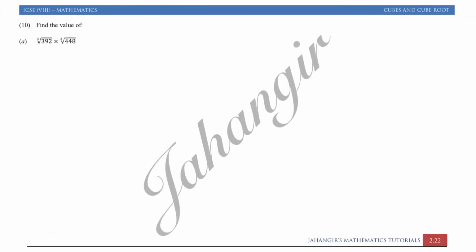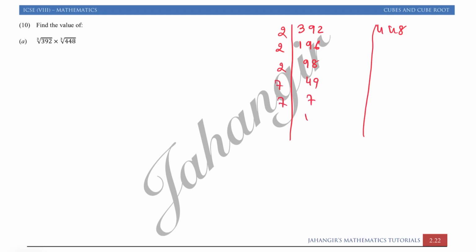Now last main question. Find the value of the cube root of 392 and 448. Let us find the prime factors of both. 2 ones are 2, 2 nines are 18, 2 98, 2 49, 7 sevens are 49, 7 ones are 7. Here 2 224, 2 112, 2 56, 2 28, 2 14, 7 7, 1.